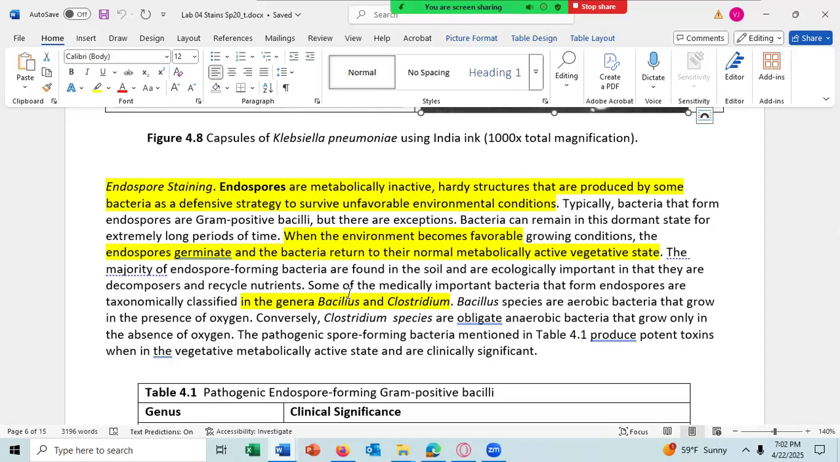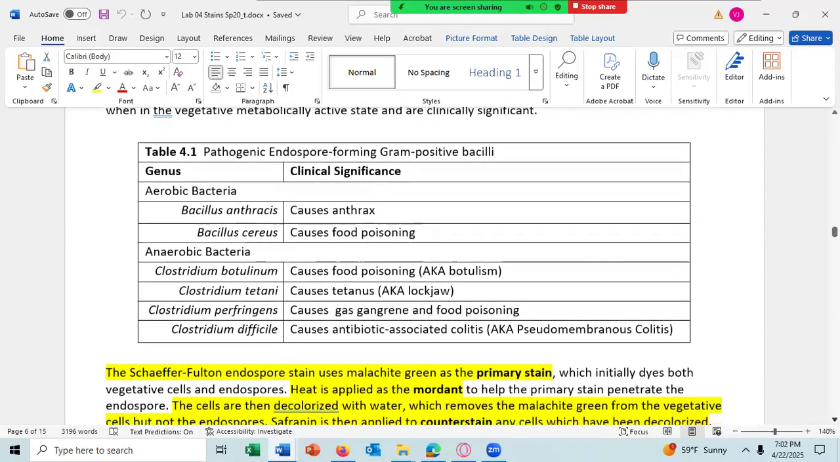There is one or two other families that make endospores, but they only have one member in the family. And the Bacillus has many species. The Clostridium has many species. So most of the species that make endospores belong to the family Bacillus or the family Clostridium. This table is showing you some of the endospore forming bacteria that are pathogenic, meaning the endospore forming bacteria that can cause human disease.